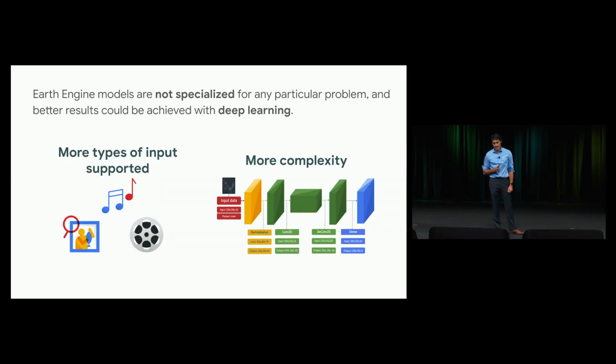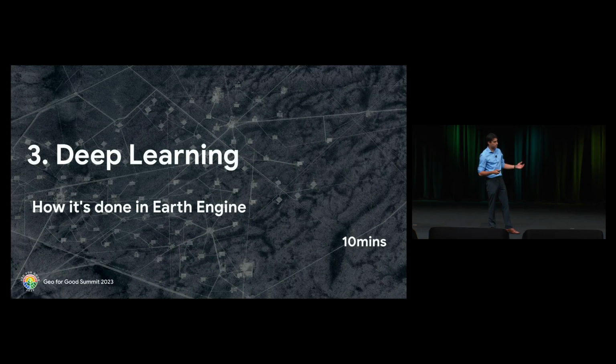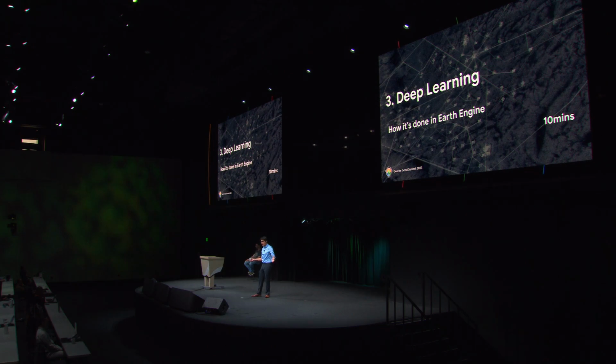And then the last point is that Earth Engine models are not specialized for any particular problem. As we saw earlier today, certain deep learning models are able to give you more accuracy, or they're more tuned to specific inputs or multimodal inputs, or you want to actually generate patches of imagery. So what I'm trying to say is that it's essentially limited. Deep learning is how you unlock some of these capabilities. So how do you do that in Earth Engine?